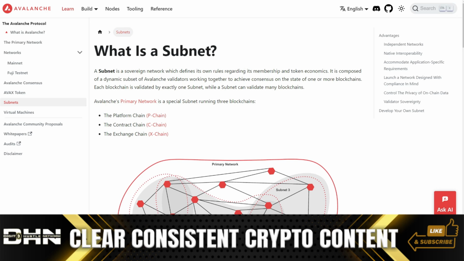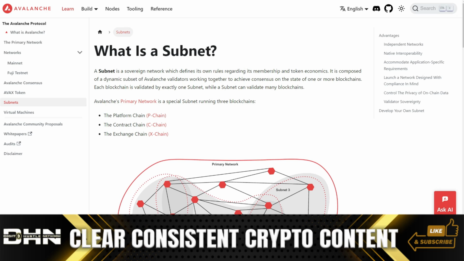So you want to understand what a subnet is. Subnets are sovereign networks which have their own rules in regards to memberships and token economics. It is composed of a dynamic subset of Avalanche validators working together to achieve consensus on the state of one or more blockchains. Each blockchain is validated by exactly one subnet. However, a subnet can validate many blockchains.